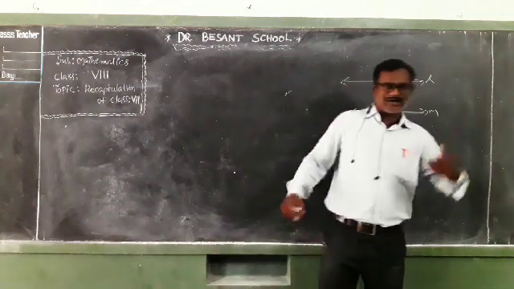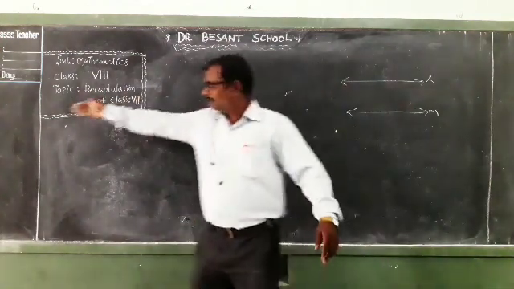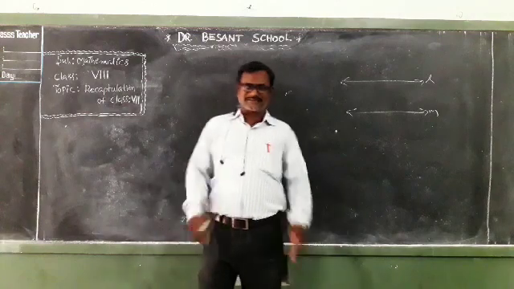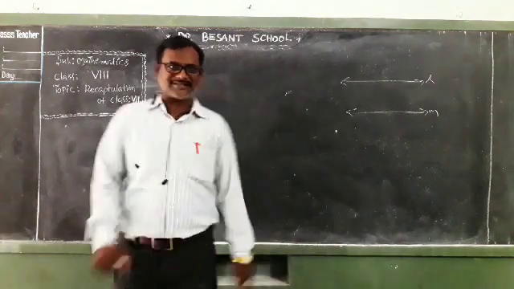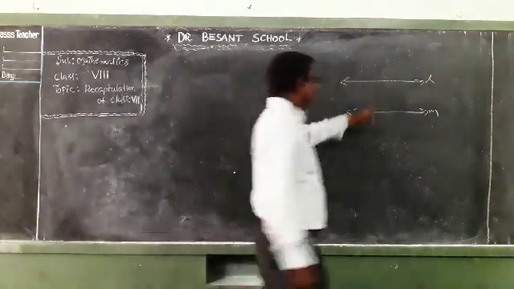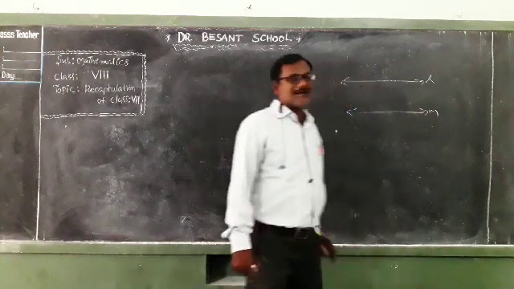Window bars are an example of parallel lines. Opposite sides of the board are an example of parallel lines. Railway tracks are an example of parallel lines. So if you see, these two lines do not meet anywhere, so these are said to be parallel lines.